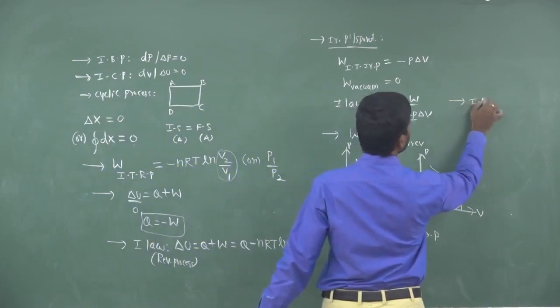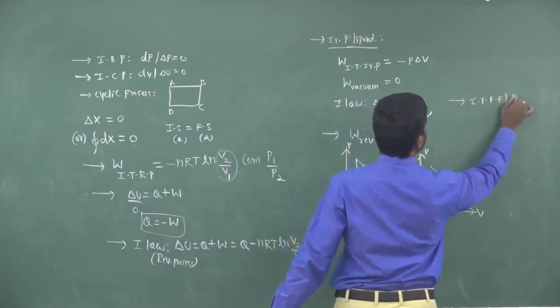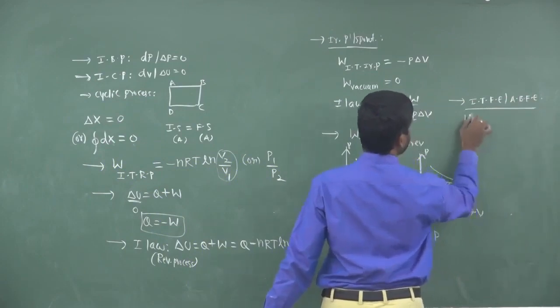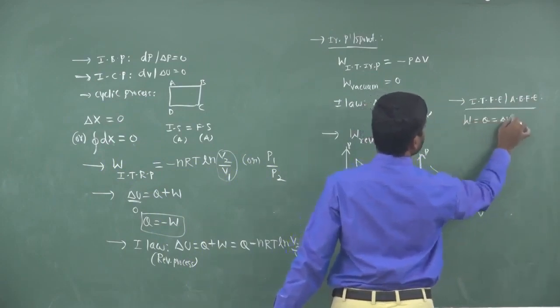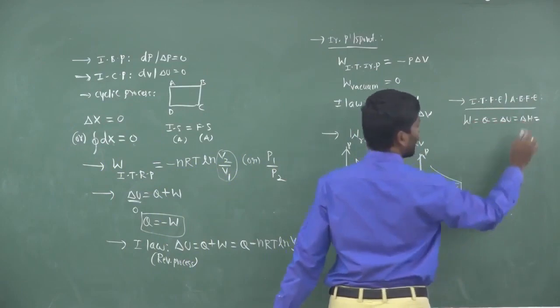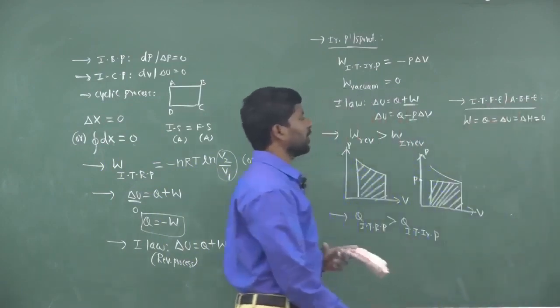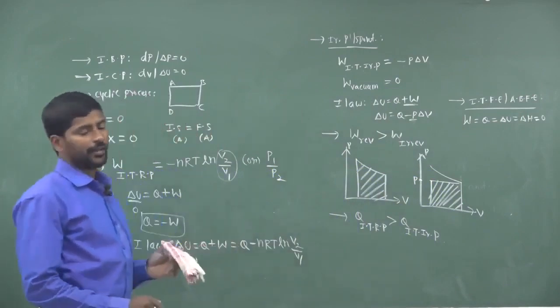What about isothermal free expansion and adiabatic free expansion? We'll get work, heat, delta U, delta H, all equal to 0 for isothermal free expansion and for adiabatic free expansion.